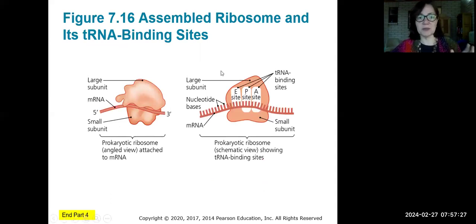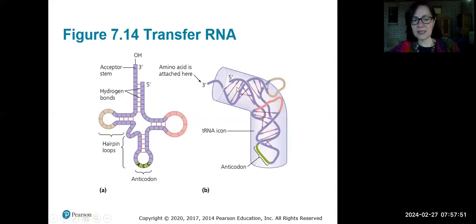And assembled, put all together, we have the messenger RNA, that's the strip. Then we have to have the two subunits, the small ribosomal subunit and the large one. And then we'll see in a video, there's all these different sites and they have letters and it's super confusing. Here's the easy way to remember it. A stands for the amino acid site. It's where one of these transfer RNAs is going to arrive holding on to its one amino acid.